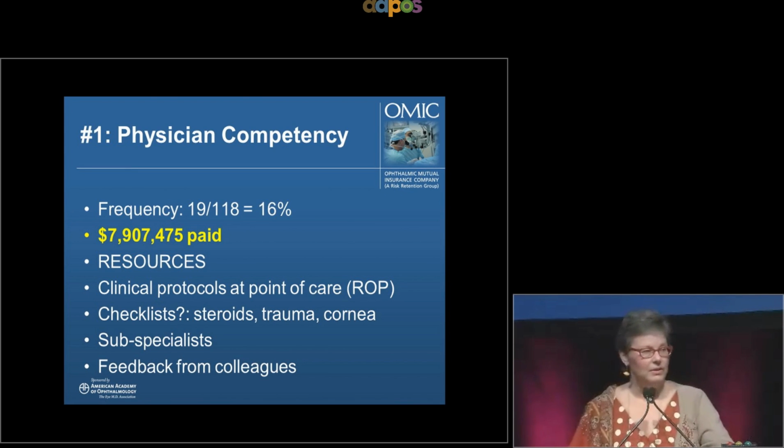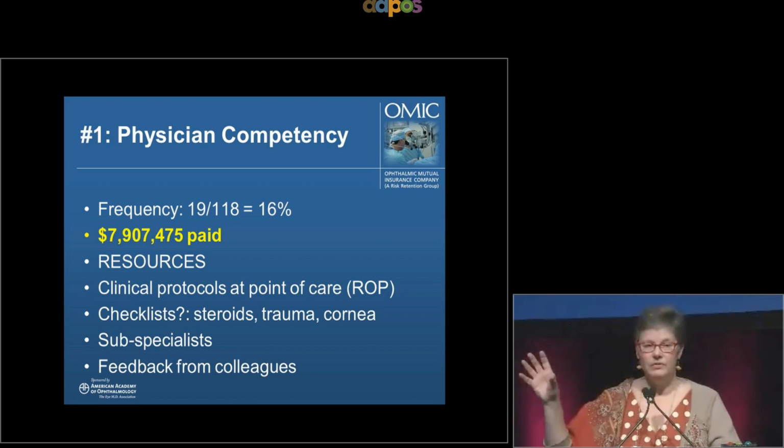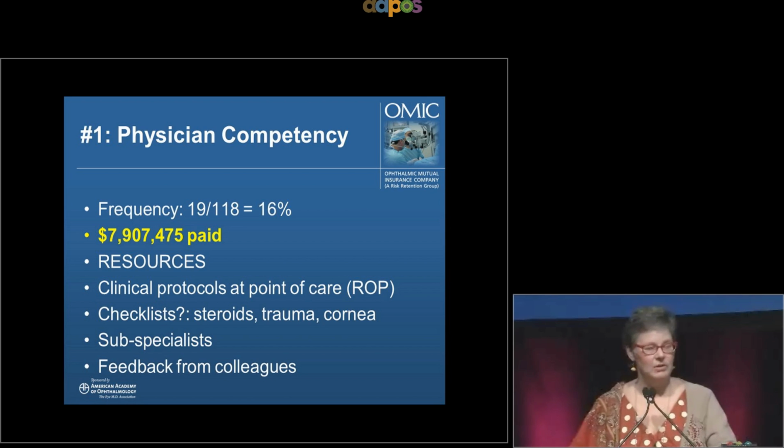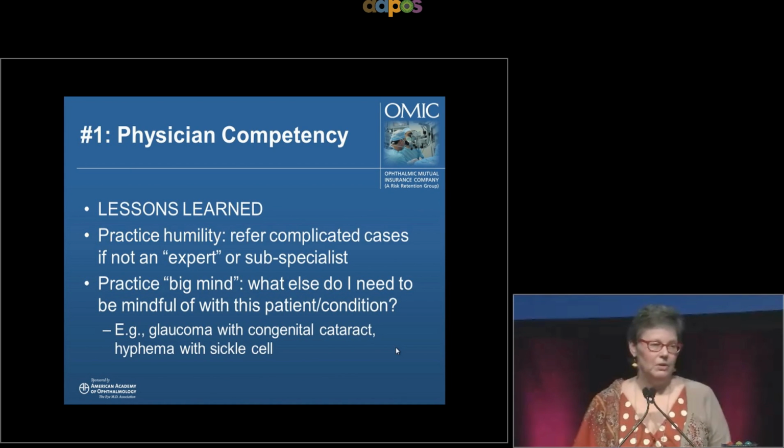But again, clinical protocols at the point of care, or if you're one of those gadget people, have them on your gadget. Checklists for complex conditions. Use subspecialists. And if you see patients from colleagues and the care really wasn't adequate, find a way to try and talk to that person about it. It's still the best thing if it comes from you. Here are some very modest suggestions: practice humility. Refer your complicated cases out if you're not an expert.